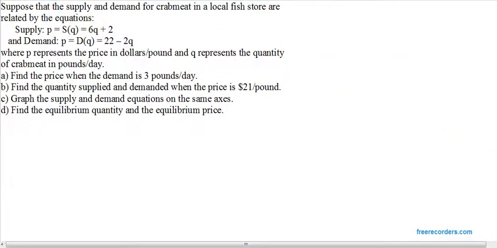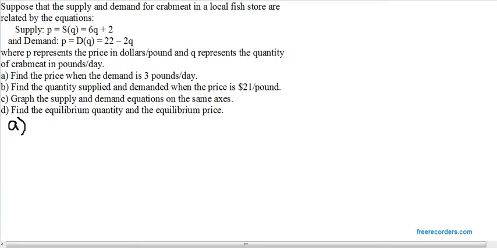Our problem says, suppose that the supply and demand for crab meat in a local fish store are related by the following equations. The supply equation is P equals 6Q plus 2, and the demand equation is P equals 22 minus 2Q, where P represents the price in dollars per pound, and Q represents the quantity of crab meat in pounds per day. Part A says, find the price when the demand is 3 pounds per day.